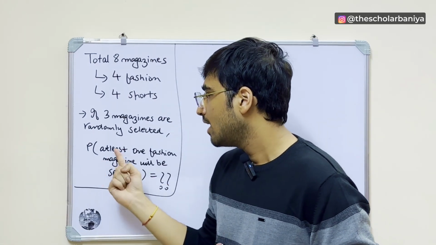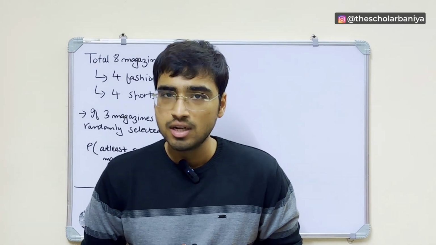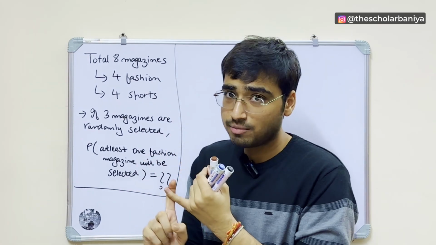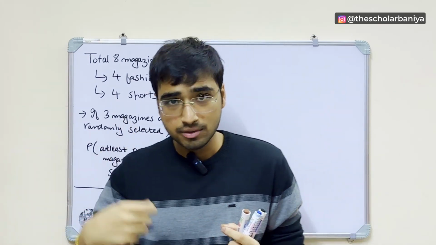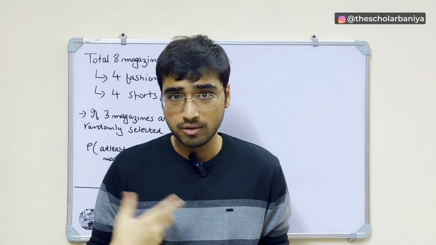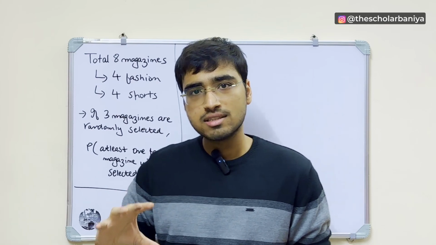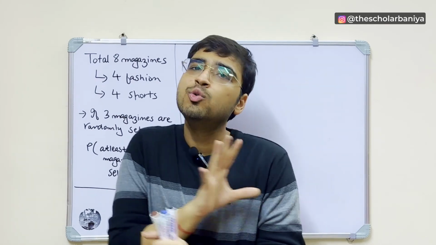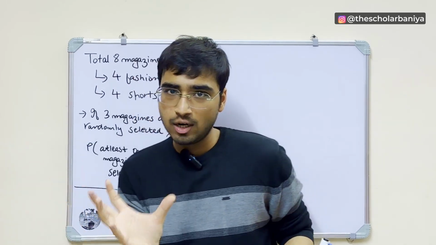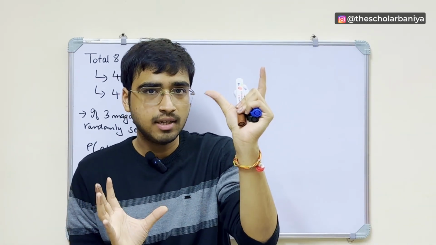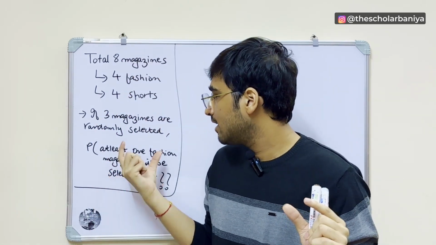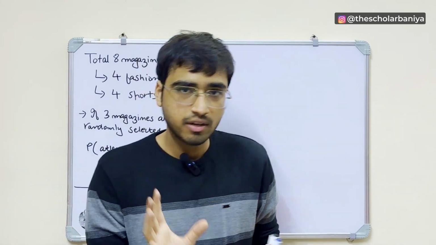For example, we are asked at least one fashion magazine will be selected. So that means there can be one fashion magazine that we select, there can be two fashion magazines, there can be three fashion magazines, right? Because we are selecting three magazines, so one can be fashion, the second can also be fashion, the third can also be fashion, right? So in all these cases, let's assume we do not select any fashion magazine. So we take out that, and we take out all the possible cases, and then we subtract both of them. So we will automatically get that at least one fashion magazine will be selected, right?